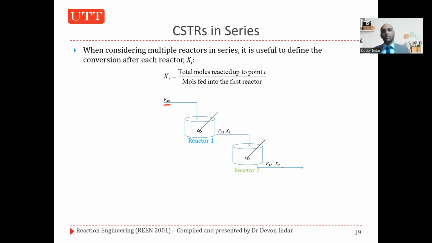And so, for example, if we were trying to express x2, or figure out what x2 is, mathematically, we can write this as x2. The total moles reacted up until this point, x2, would just be total moles that went in, which is FA0 minus FA2, all divided by FA0.